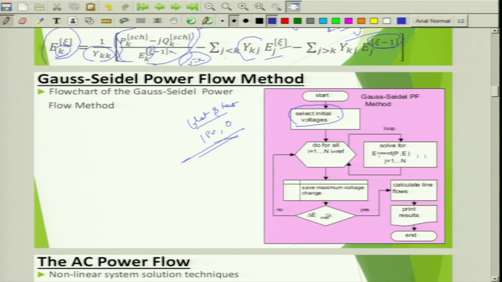So select initial voltages, and for I equal to 1 to N, solve for the voltages again, as per the previous expression that I have given. Then save the maximum voltage change, and ensure that the change in voltage is less than the tolerance limit. Then calculate the line flow. Otherwise, keep on doing the iteration. This is for the first iteration, and then you go for the next iteration with the updated values, right.